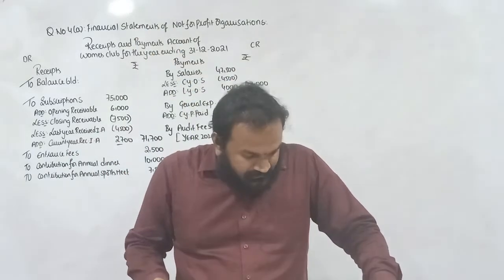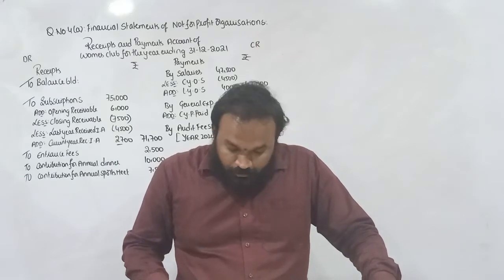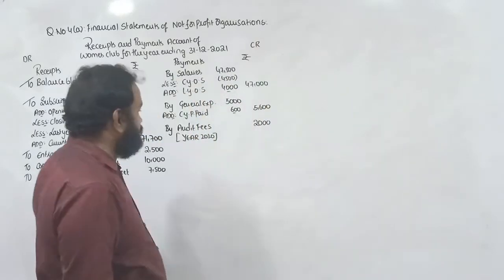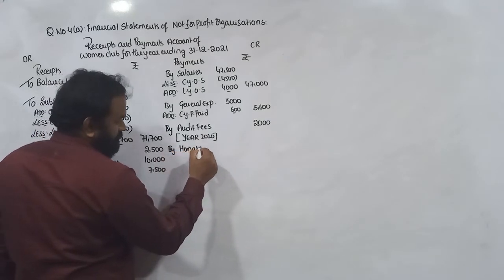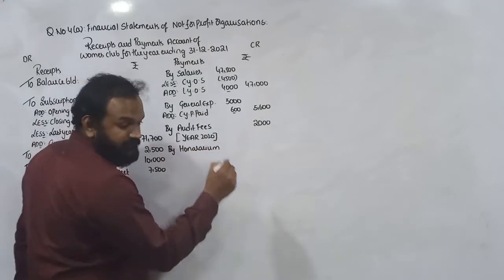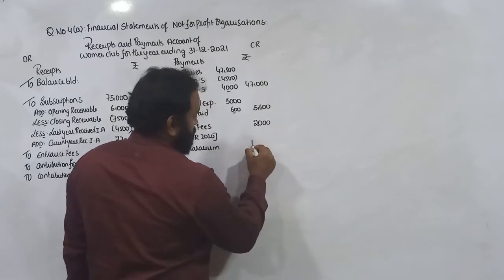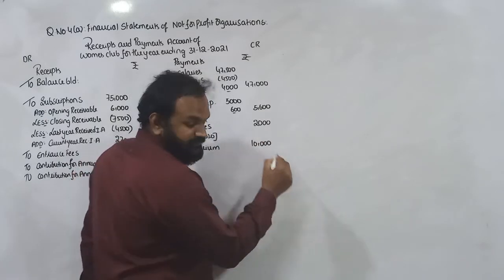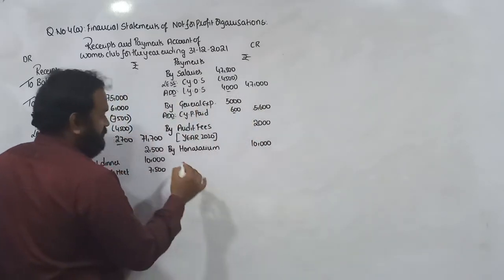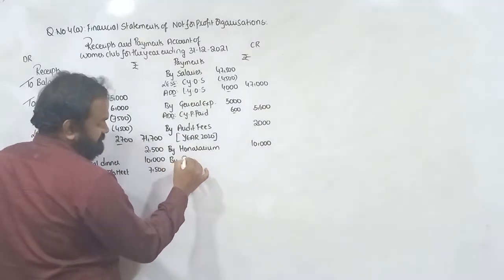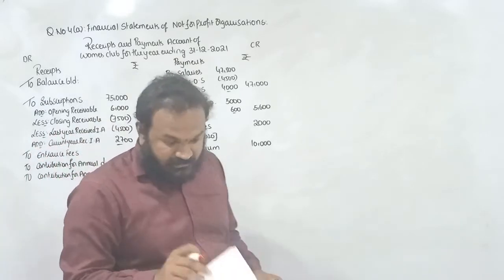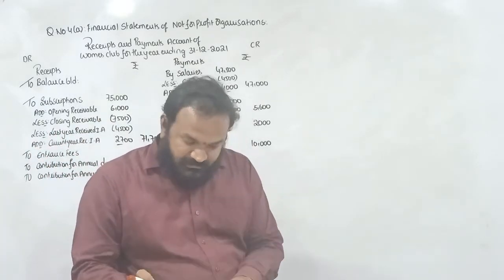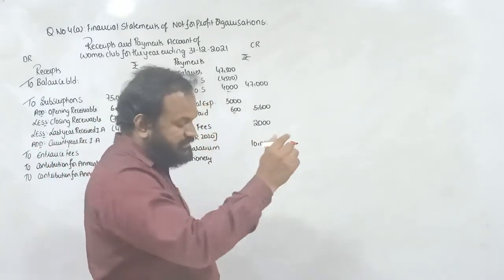Next, thereafter honorarium, no adjustments. By honorarium amounting to 10,000. Next, stationery, no adjustment. I'll check once. Stationery, are there any adjustments? Are there? Stationery, no adjustments.